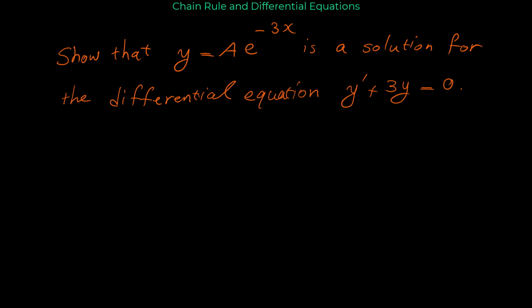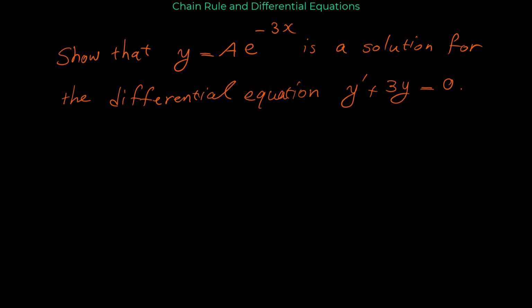Hello and welcome. In this video I'm gonna show you how we can use the chain rule to prove that a given function is a solution for a differential equation. Show that the function y equals a times e to the negative 3x is a solution for the differential equation y prime plus 3y equals 0.